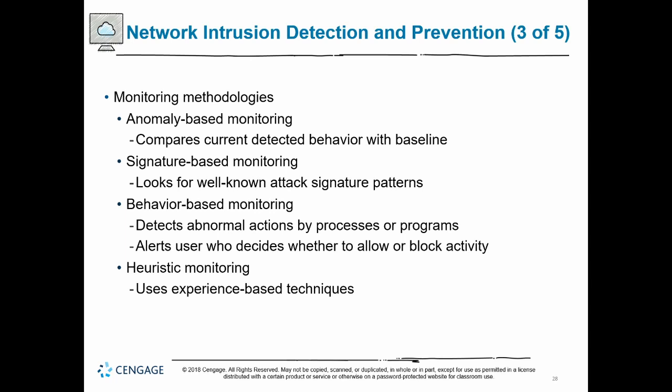Signature just looks for well-known signatures or patterns based on an external database, either one you're keeping or a vendor's keeping. Behavior based detects abnormal actions by processes or programs. You can kind of think of it as a police officer looking for odd behavior in a suspect. And it alerts users who decide whether to allow or block traffic.